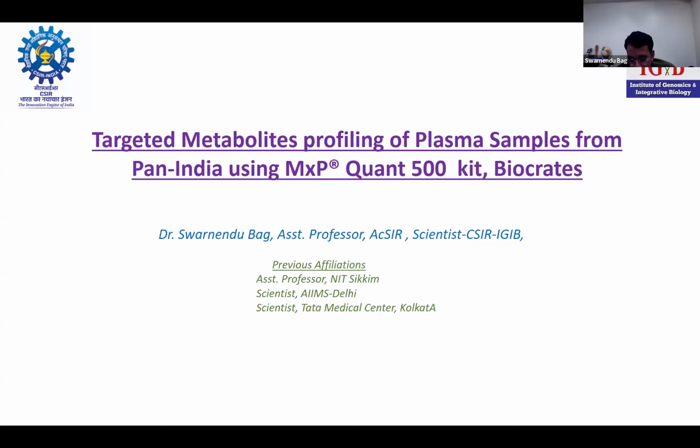So in this study, we employed the MxP Quant 500 kit from Biocrates to quantify approximately 500 metabolites from human plasma samples in a single LC-MS run.